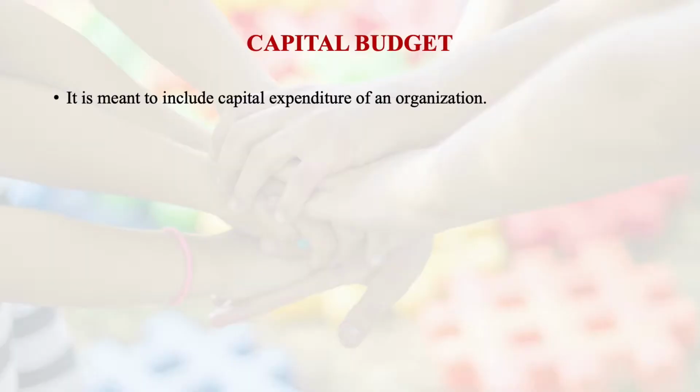What is a capital budget then? It is meant to include capital expenditure of an organization. What is a capital expenditure? That is important to understand. For example, the budgeting expenses related to expansion of a building or purchase of a vehicle. So even in NGOs, the vehicles are required. Now I can give you an example of an organization, Akshay Patra.